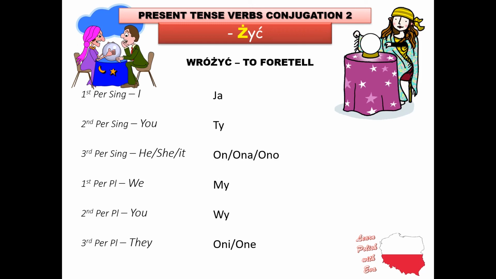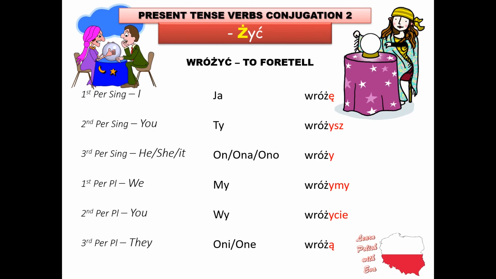So we do the same thing as we've been doing so far. We take off the last two letters of the infinitive, which in this case are the letters y and ć. So the yć ending. And the stem we are left with is wróż. And then we add the adequate verb endings. So the final verb sounds like this.